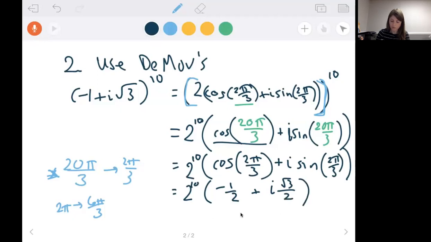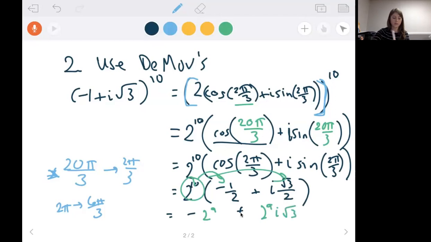And then if I think about these 2's, I can do a little bit of condensing here. If I do 2 to the 10th divided by 2, that gives me 2 to the 9th. So if I'm distributing these, I'm going to have negative 2 to the 9th. And then for this one, the 2 to the 10th divided by 2 gives me a 2 to the 9th, but I still have an I, and I still have a square root of 3.